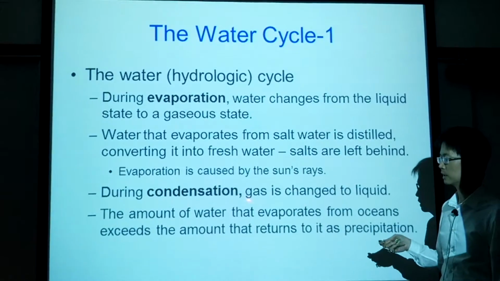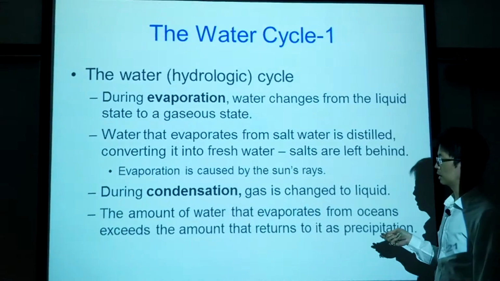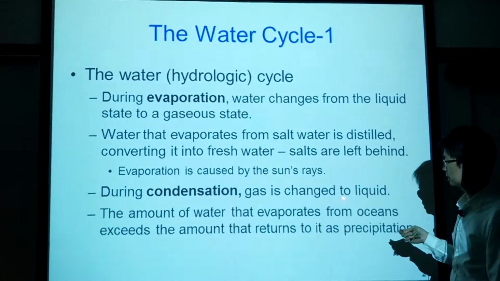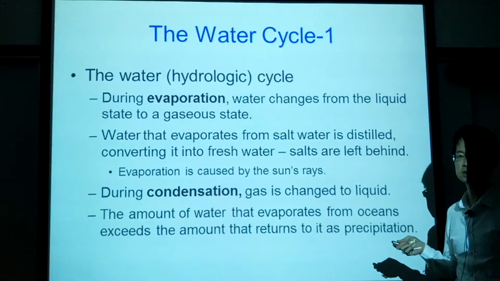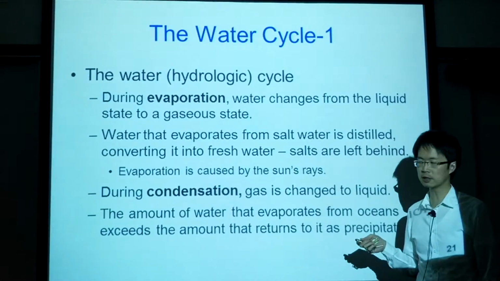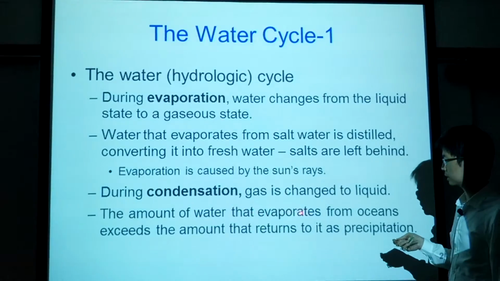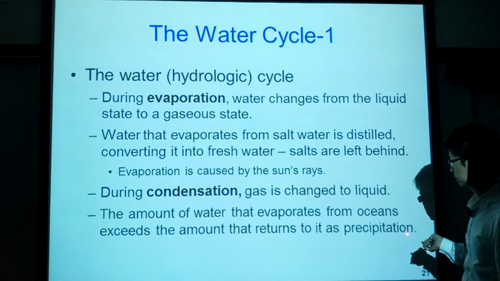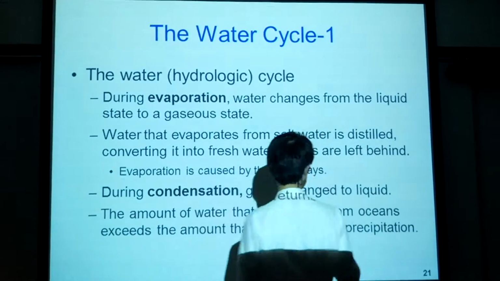During condensation, mainly because of the lower temperature, gaseous water will be condensed into liquid water. The condensation that we see most of the time is raining. The amount of water that evaporates from the ocean exceeds that of return, and then it returns as precipitation. Precipitation is the official name for raining.